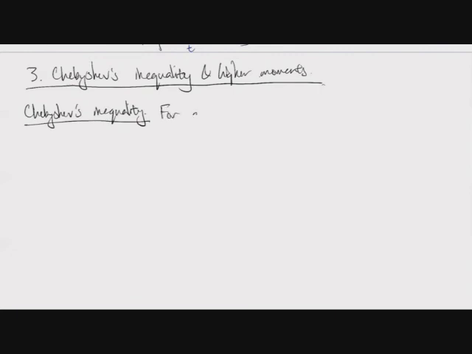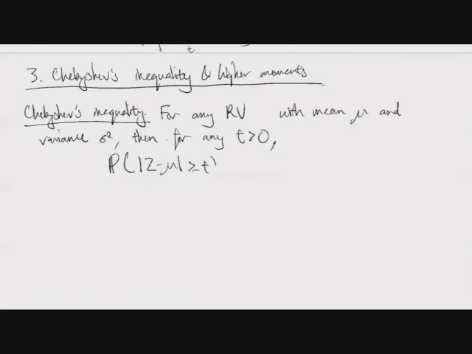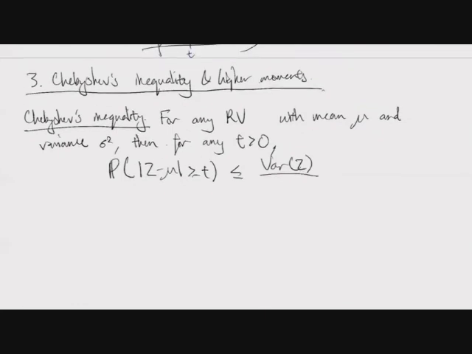It says that for any random variable Z with mean mu and variance sigma squared, then for any t bigger than 0, we can bound the probability of Z being a distance t away from mu by the value variance of Z divided by t squared. So let's do a quick proof of this.